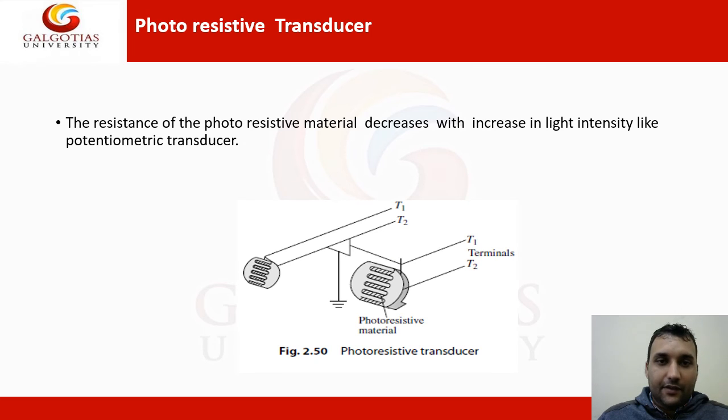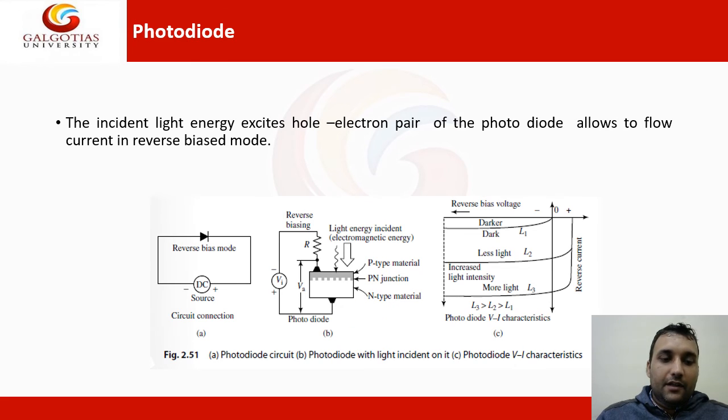Next is the photoresistive transducer. The resistance of the photoresistive material decreases with an increase in light intensity, like photometric transducers. Next is the photodiode. The incident light energy excites the hole-electron pairs of the photodiode, allowing current to flow in reverse bias mode. This is the reverse biasing here. Here the p-type material, the p-n junction is there, and this is the n-type material. These graphs show the VI characteristics of the photodiode.